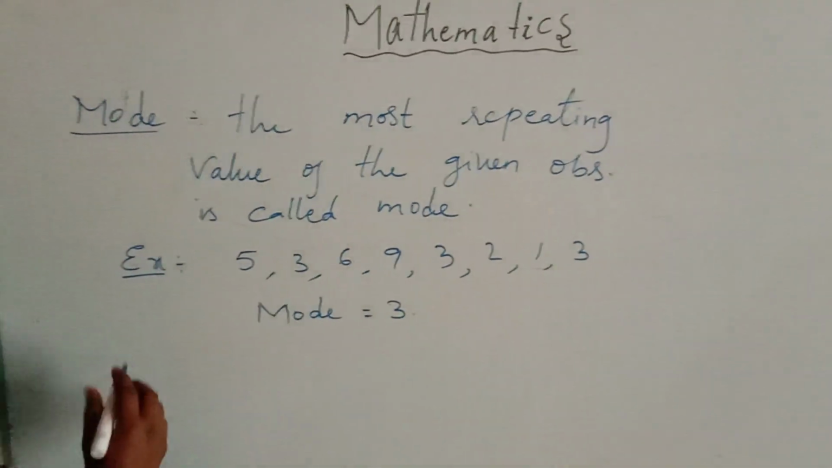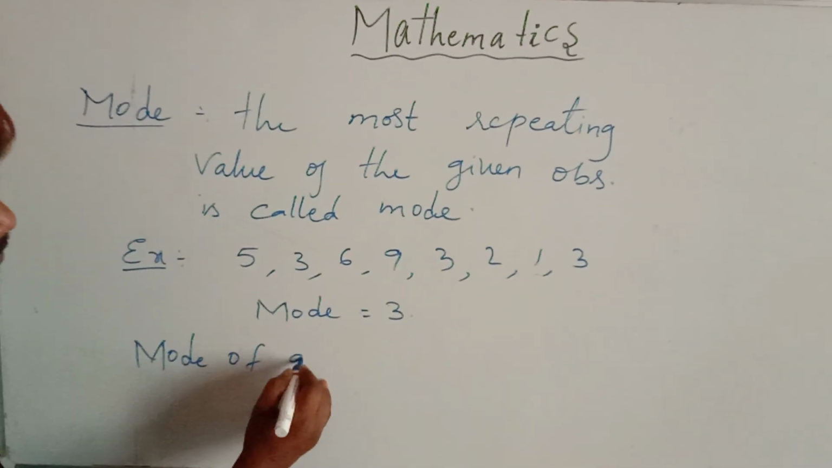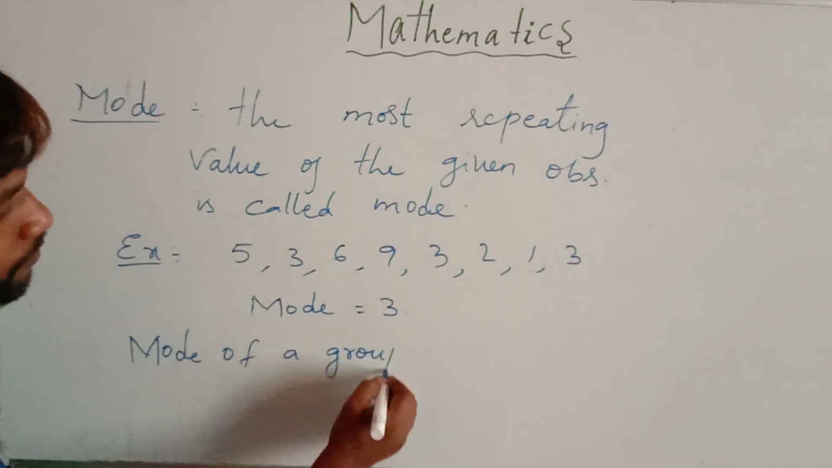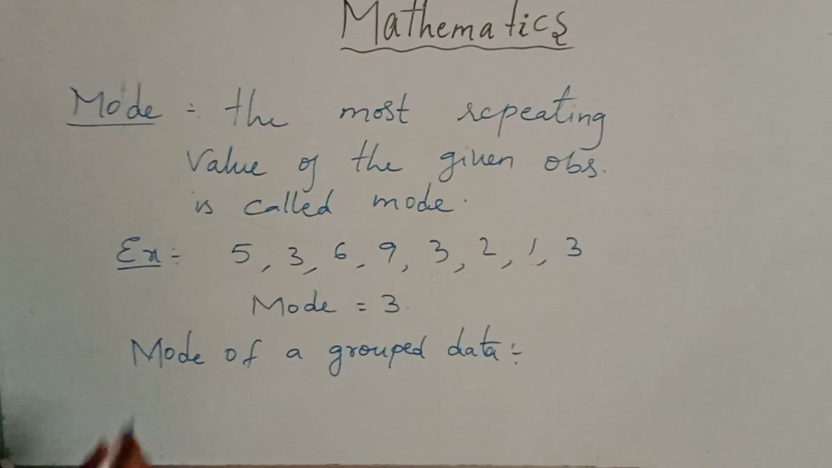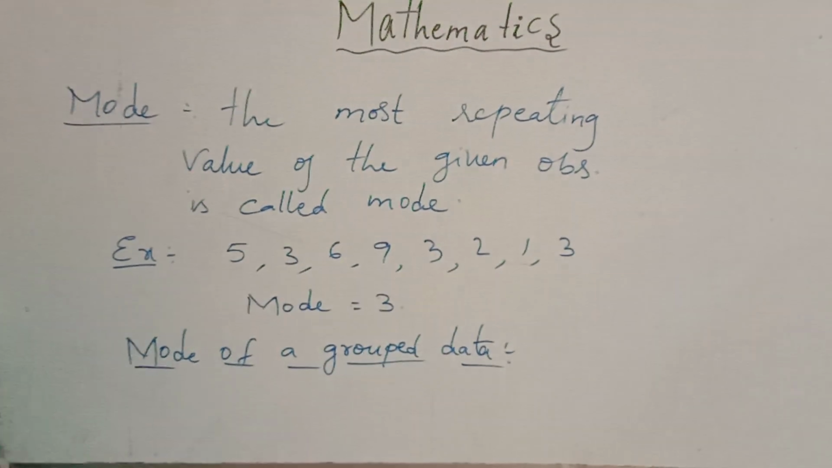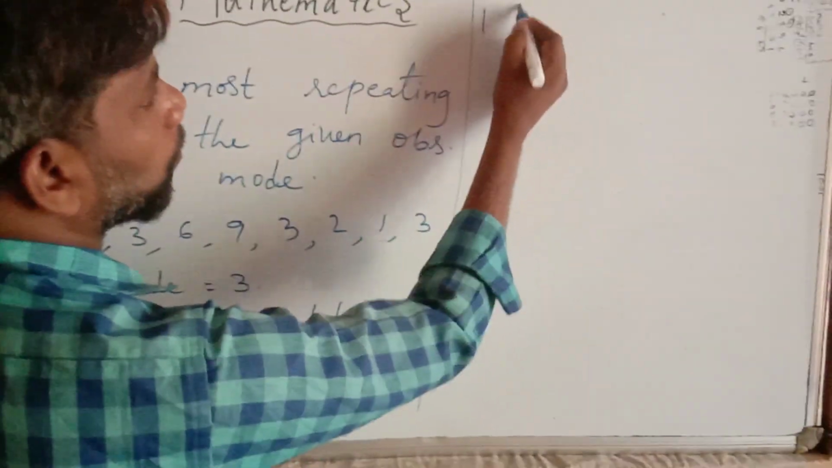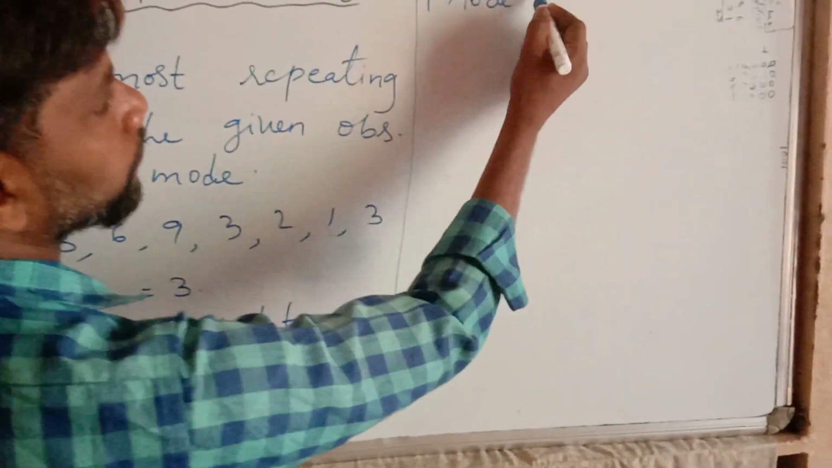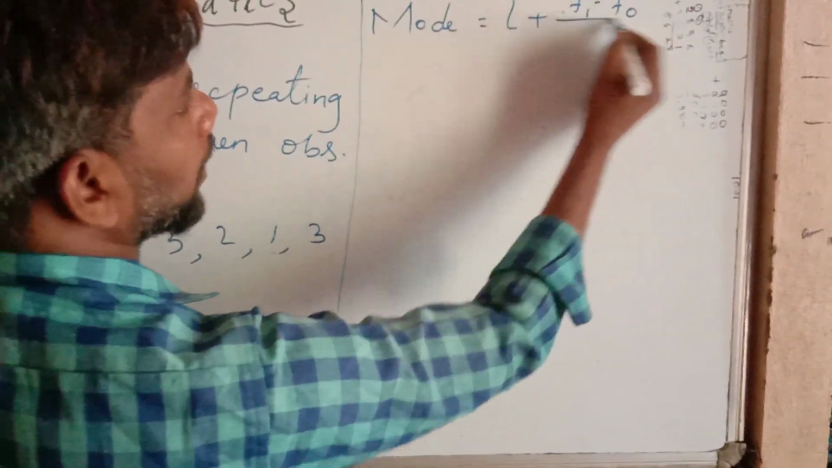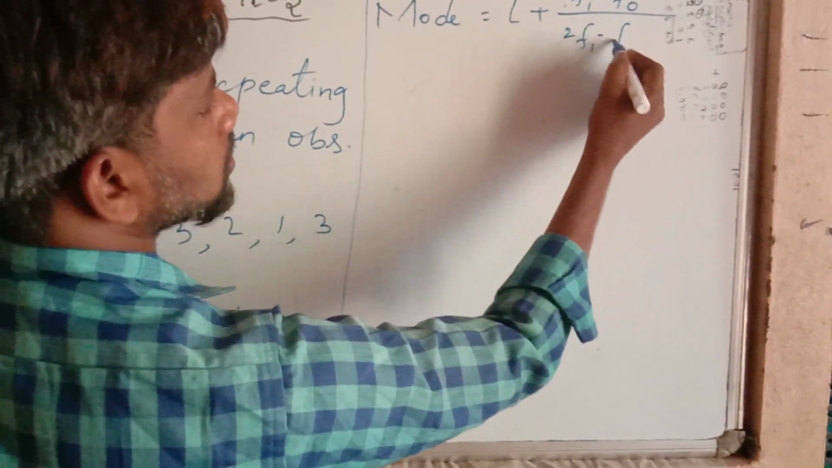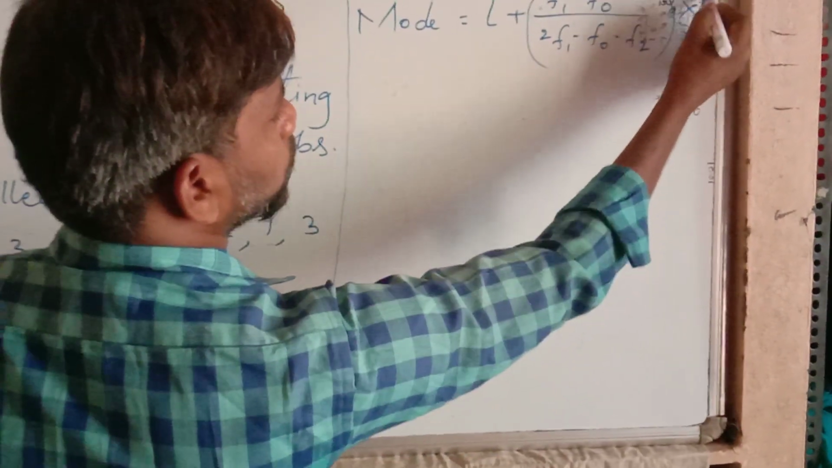And one more thing is there, that is mode of grouped data. Mode of a grouped data is given by mode equals L plus (F1 minus F0) by (2F1 minus F0 minus F2) into H.